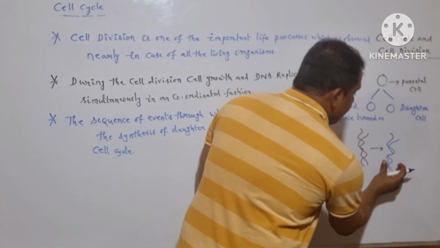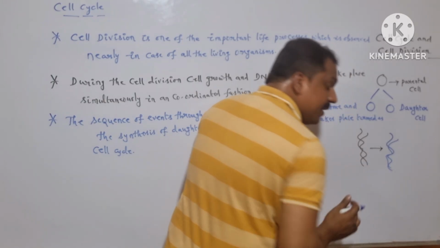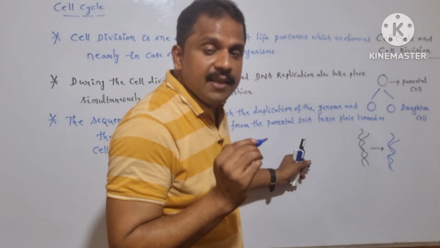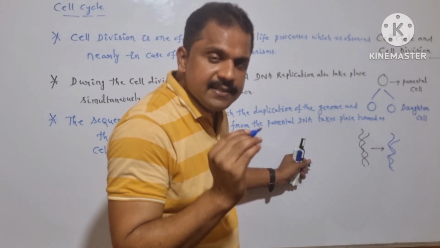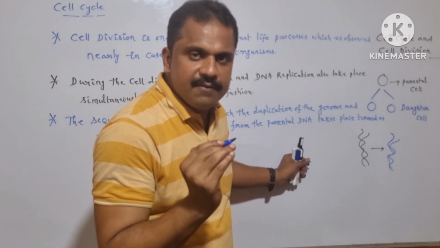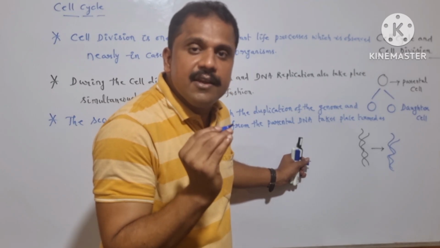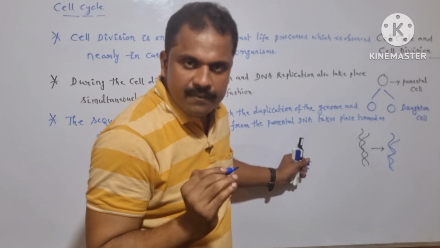So here, after the successful synthesis of the daughter DNA from the parental DNA, the daughter DNA is successfully transferred to the daughter nuclei by a complex series of events. And all these complex series of events are regulated under genetic control. Is it clear?